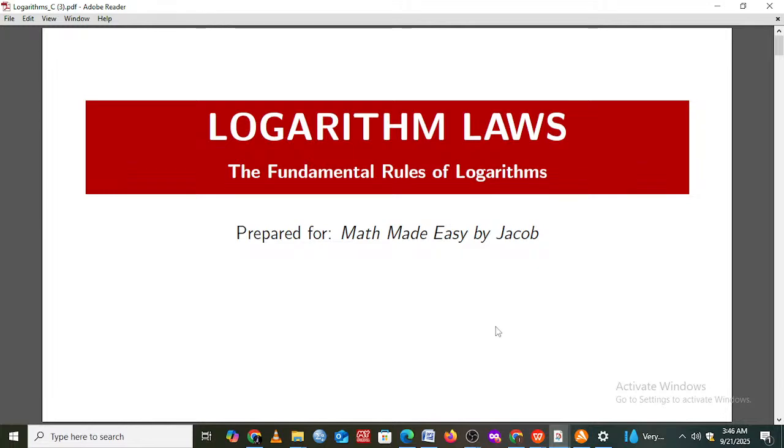So in the course of this presentation, I'm going to take us through the fundamental rules of logarithm, the fundamental laws of logarithms. So I have seven standard logarithm laws.